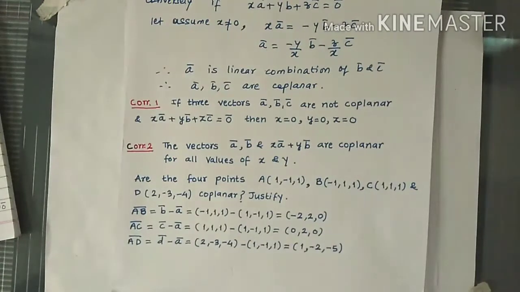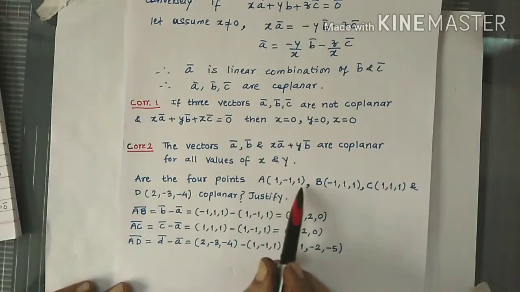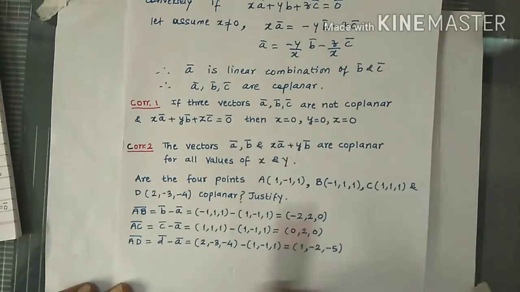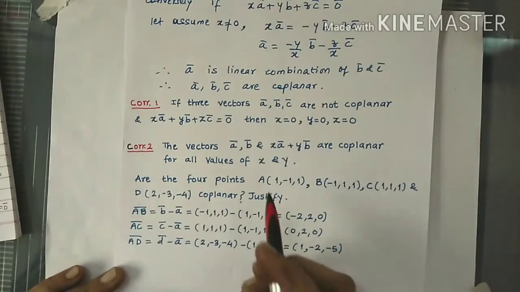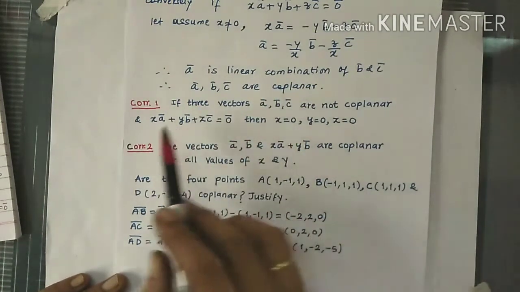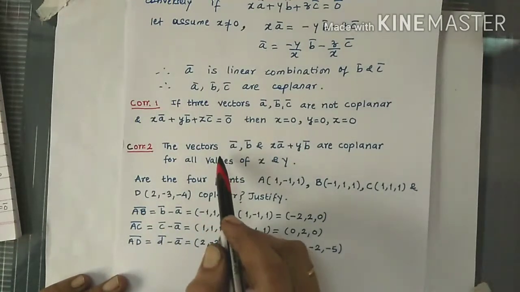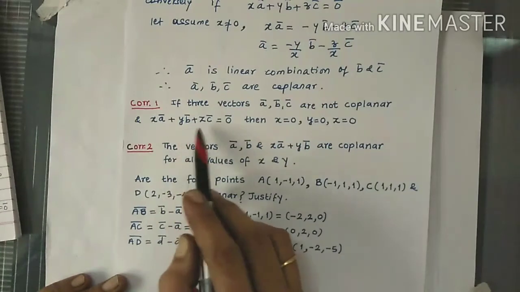Let's solve one question based on this corollary. The question given here is, are the 4 points A(1, -1, 1), B(-1, 1, 1), C(1, 1, 1) and D(2, -3, -4) coplanar? Justify. Now the condition for coplanarity is, if we write x a bar plus y b bar plus z c bar equal to 0 bar, and if we get non-zero values for x, y and z, then those vectors will be coplanar.